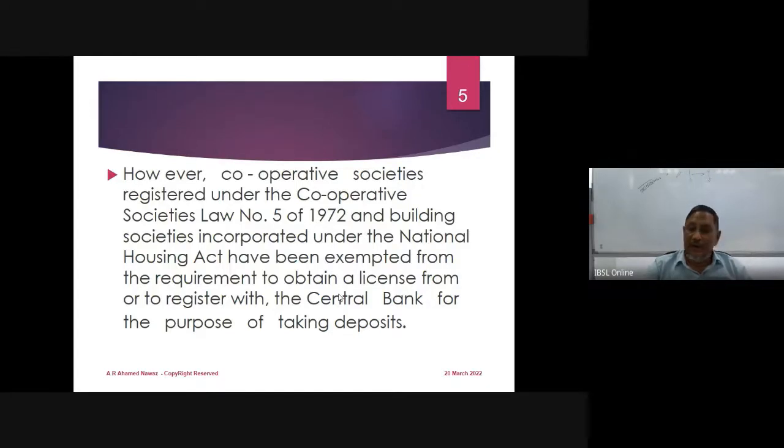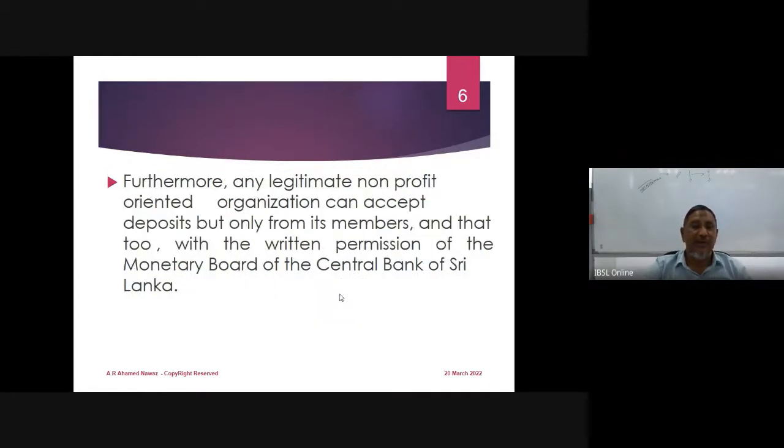Furthermore, any legitimate non-profit oriented organization can accept deposits, but only from its members, and that too with the written permission of the Monetary Board of the Central Bank of Sri Lanka. Legitimate non-profit oriented organizations can accept deposits, but that also has to be approved by the Central Bank. So benevolent funds, trusts, provident funds, pension funds, or some of these funds which are approved by the Central Bank, can collect funds from the public.